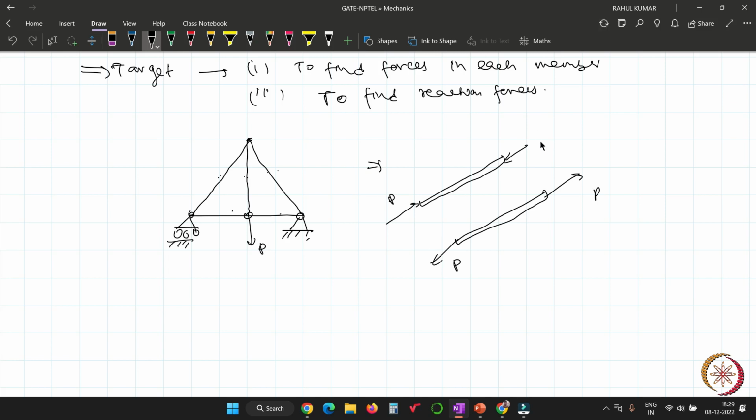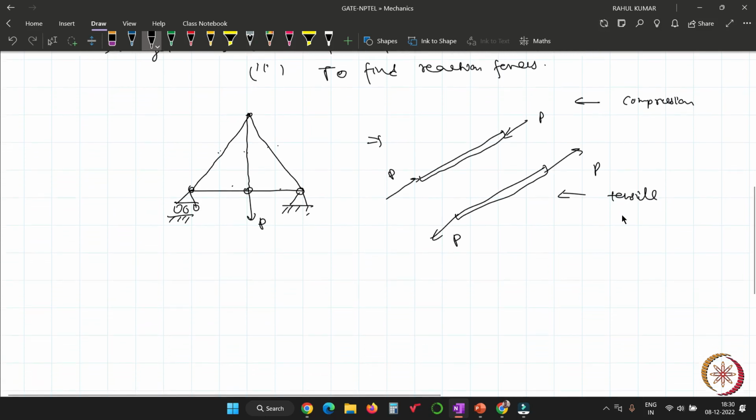If you see the situation like this, then you can say that this member is in compression. And if you see the situation like this, then you can say that this member is in tension.